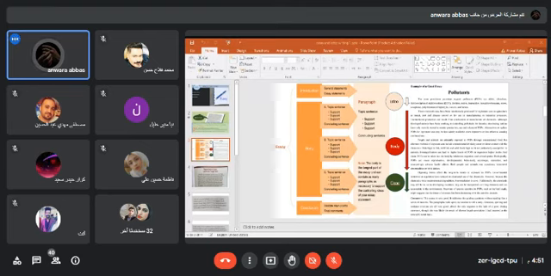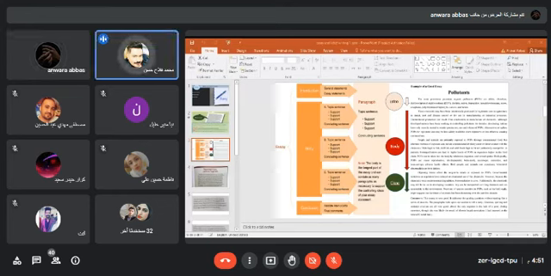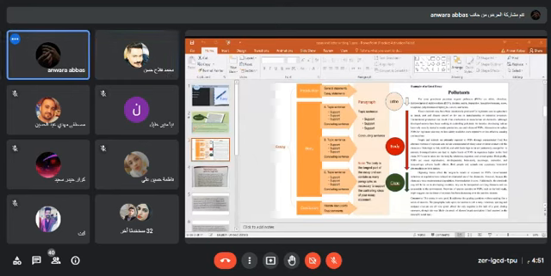We move on to the example. Professor, may I? Yes, Mohammed. Yes, Professor, thank you. In this essay, I see in the last 4 lines comments. Yes, comments. This is the conclusion paragraph.